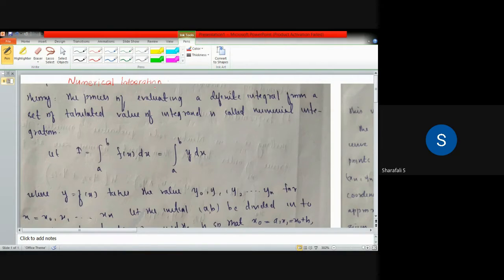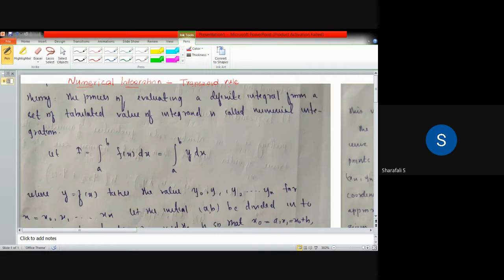In this class, we will discuss numerical integration. And in this numerical integration section, we will be discussing two different methods. One is the trapezoidal rule or trapezoid rule, and the second one is Simpson's rule. So first, we will consider the trapezoid rule. We can call it the trapezoidal rule.